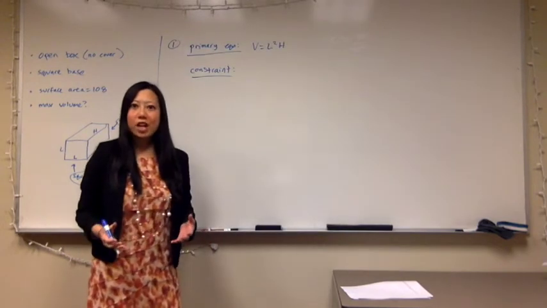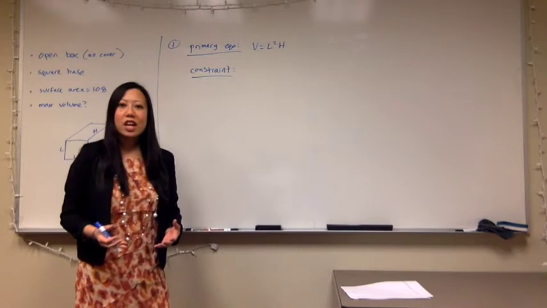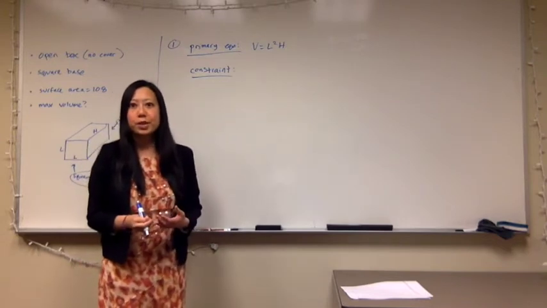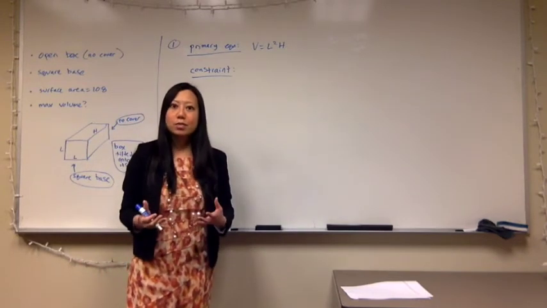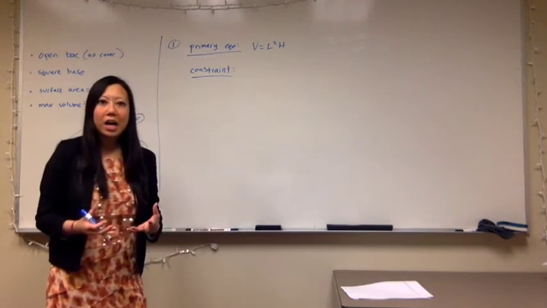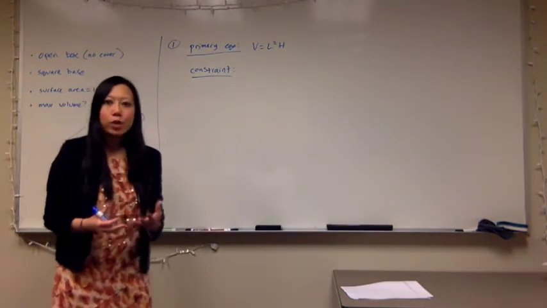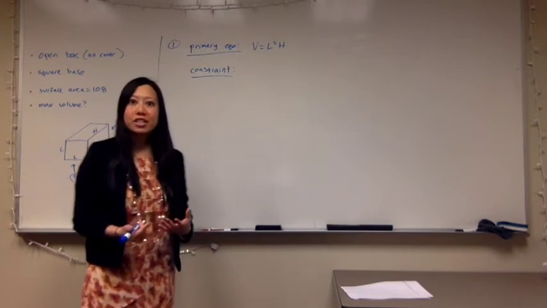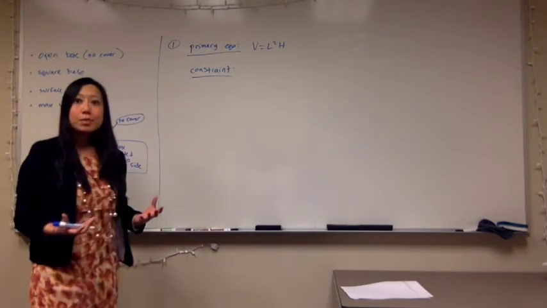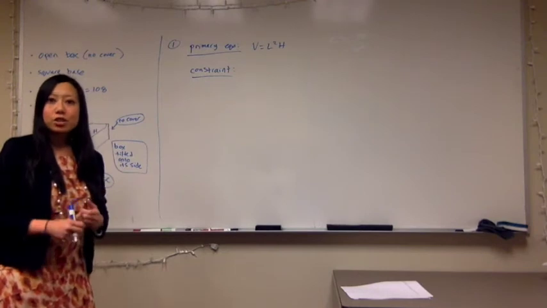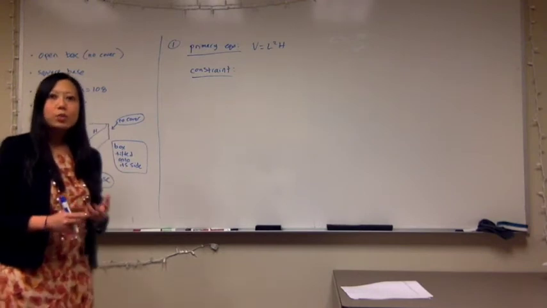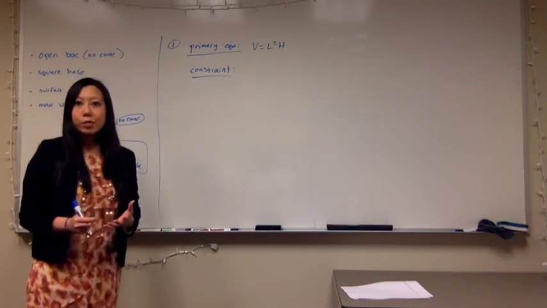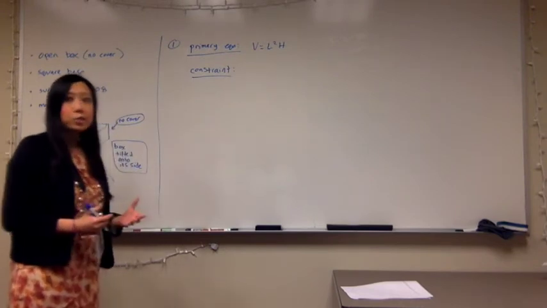So again, we have volume equals L squared times H, and our constraint is what we're restricted to. Okay, because if I think about maximum volume, well, why can't I just find a box with a volume of 1 million, right? We have to have some kind of restriction here, and our restriction is the fact that the surface area must be 108. That's going to be our constraint, is the surface area.